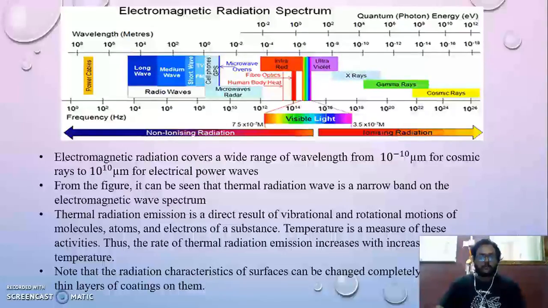From the figure above, you can see that the thermal radiation wave is a narrow band on the electromagnetic wave spectrum. Thermal radiation emission is a direct result of vibrational and rotational motion of molecules, atoms, and electrons of the substance. Temperature is a measure of these activities. Thus, the rate of thermal radiation emission increases with increasing temperature. Note that the radiation characteristics of surfaces can be changed completely by applying a thin layer of coating on them.